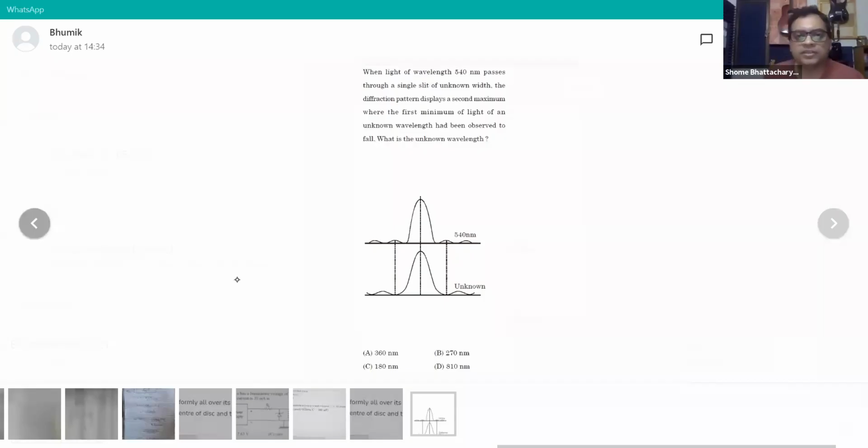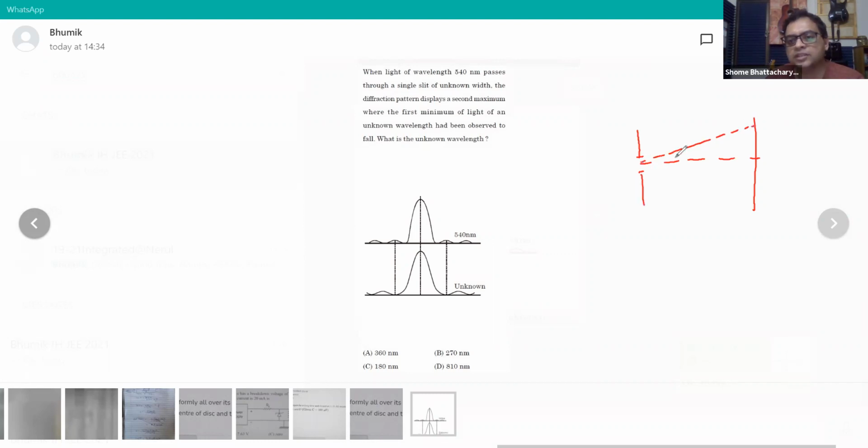So when light of 540 nanometers falls through the slit, you are getting a single slit diffraction pattern like this. Whereas when light of some unknown lambda falls, what you can see is the connection between the two: where you're getting the first maxima for 540, that is where you're getting the first minima for the unknown lambda. So what is the position of the minima or maxima in a single slit diffraction? This is your screen and this is your slit.